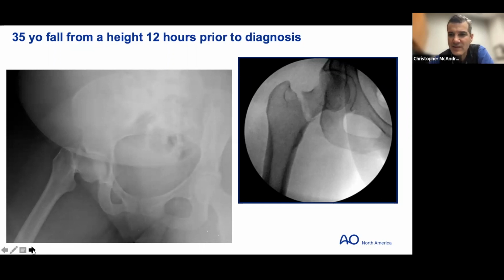Thoughts here? I mean, is this a little too proximal for the sliding hip screw? Are you worried about things rotating? Anything else you might think of using?